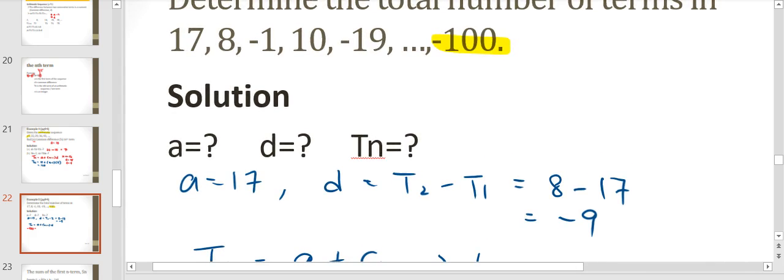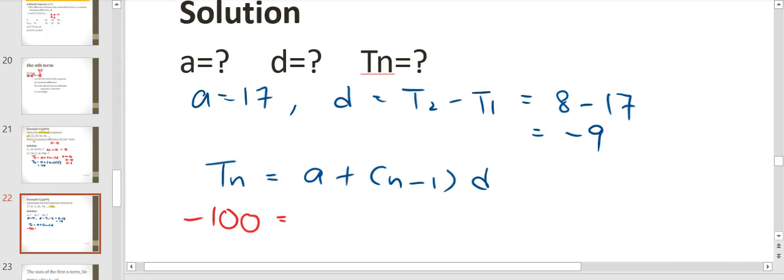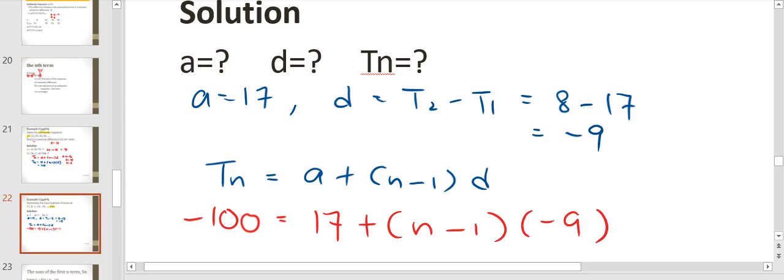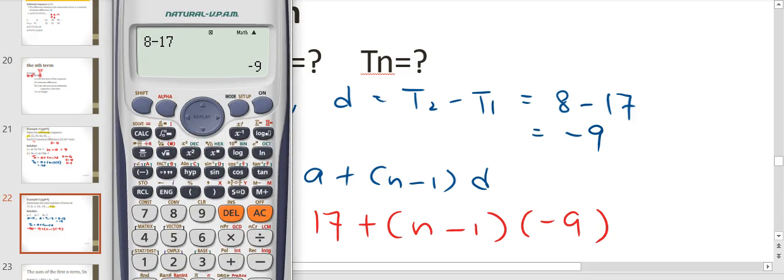After that, what's your a? 17. What's your n? You don't know, you just substitute it back in. What's your d? Negative 9. So from here, how do you solve it? The best way is to use your calculator. Do remember to clear everything, reset everything.